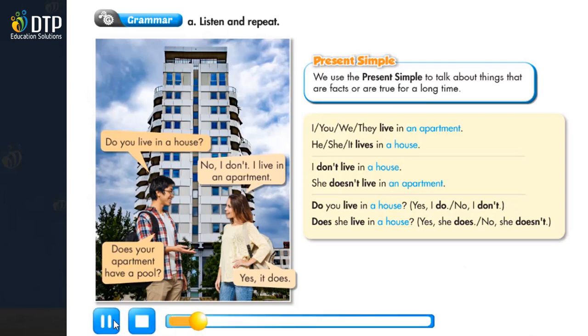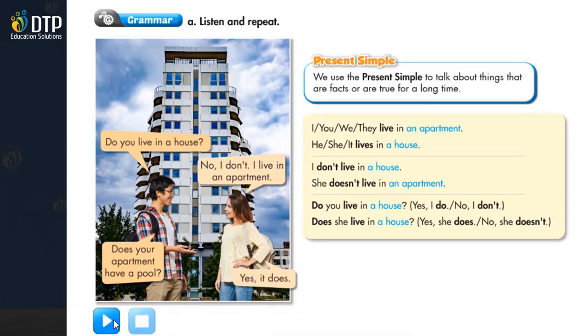Listen and repeat. Do you live in a house? No, I don't. I live in an apartment. Does your apartment have a pool? Yes, it does. Now listen and repeat after me. Do you live in a house? No, I don't. I live in an apartment. Does your apartment have a pool? Yes, it does.